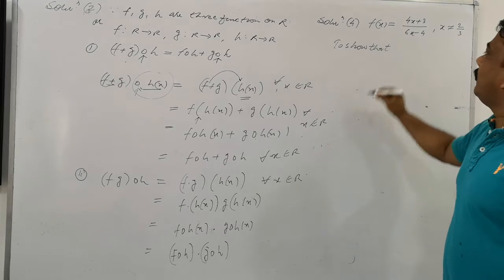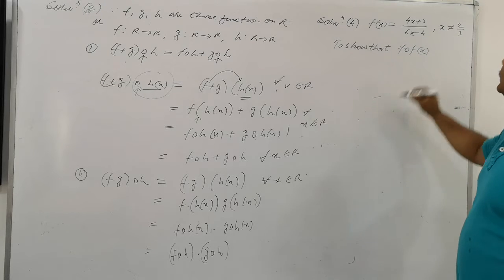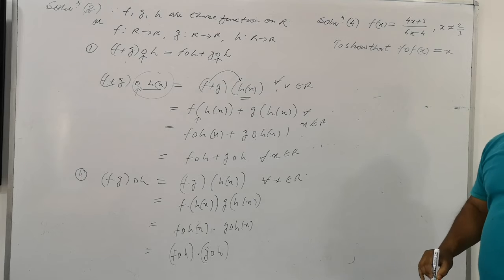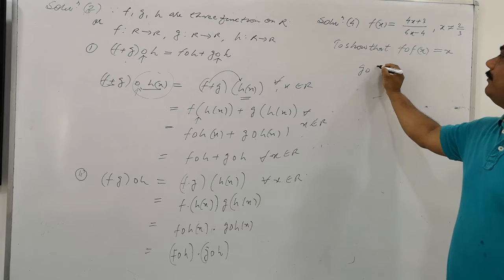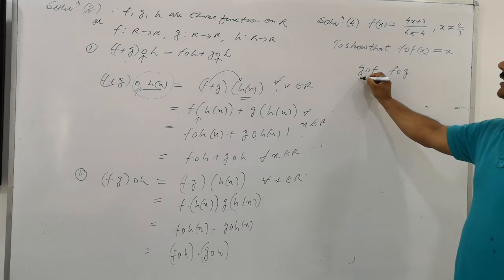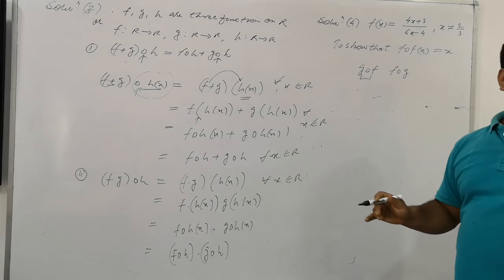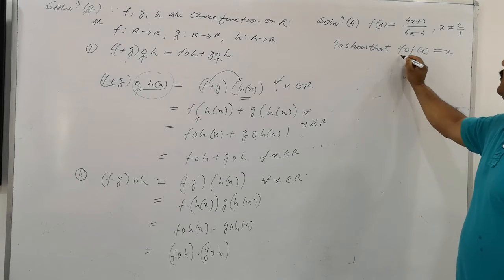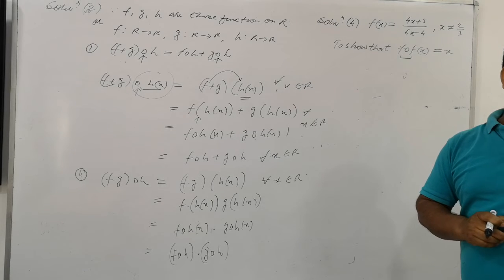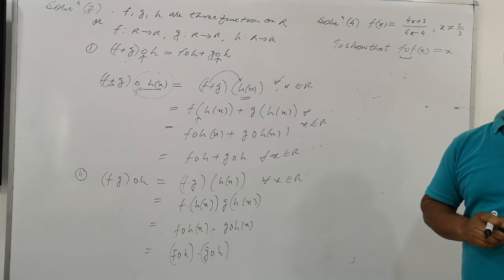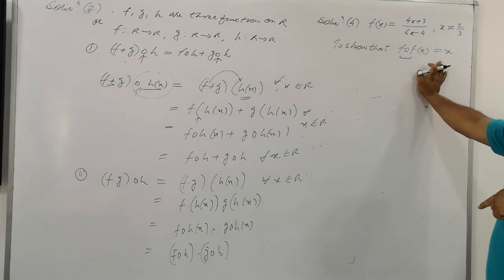Show that f of f of x is equal to x. What is the meaning of this? Listen guys, in the composition of functions, we had studied g of f and f of g. It means they are different functions. Compositional function is there, and both the functions are different. But here in this case, both the functions are the same. It means a function is composited with itself. Twice we have employed the function over a domain. Is that clear? Right? So we have to prove f of f of x is x.